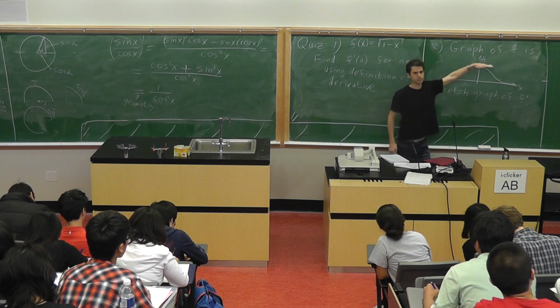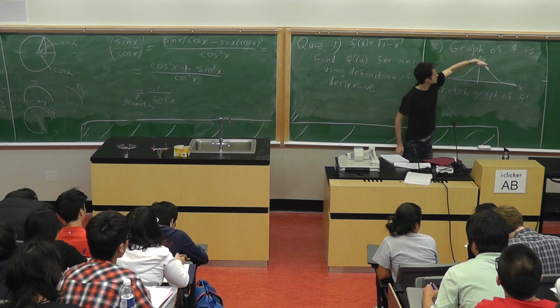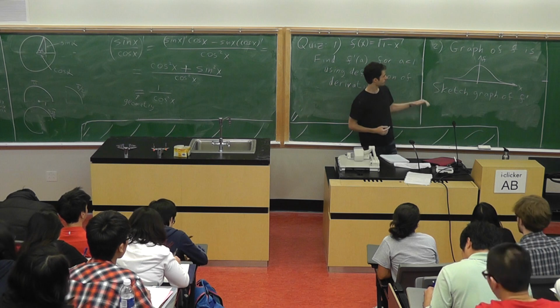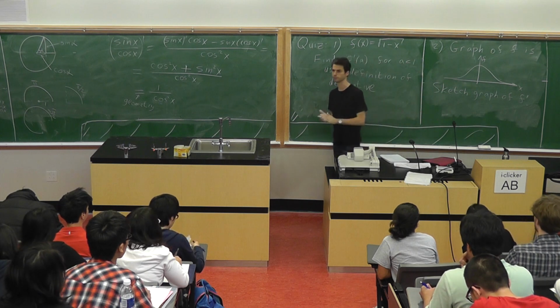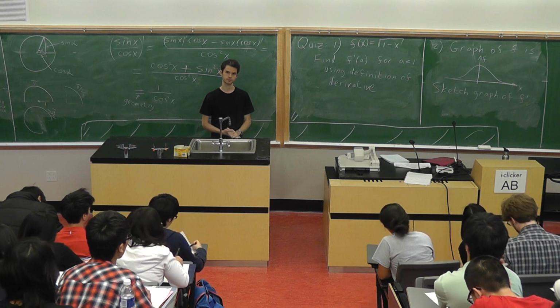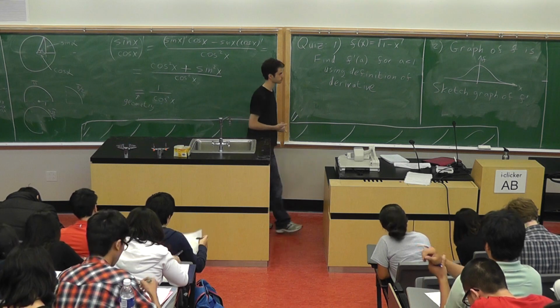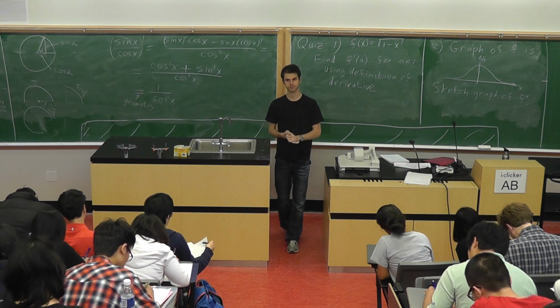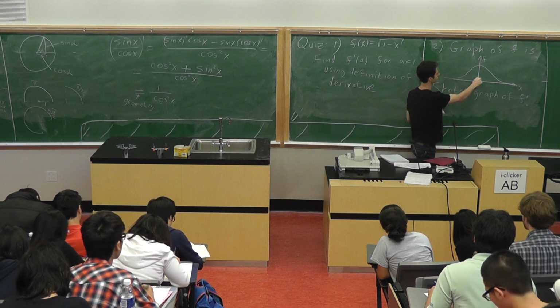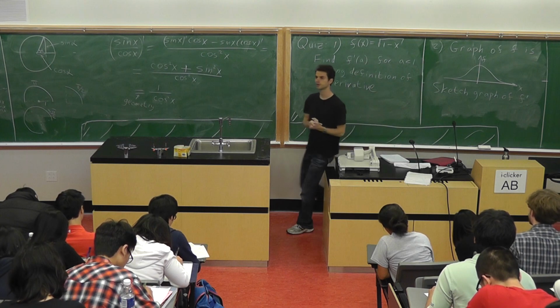The second question is: the graph of f looks like this, kind of a bump like this. The question is, sketch the graph of f prime. The maximum of this function is when x is equal to 0.